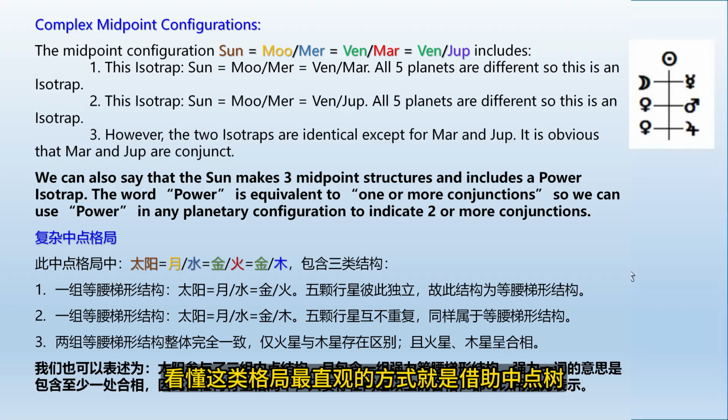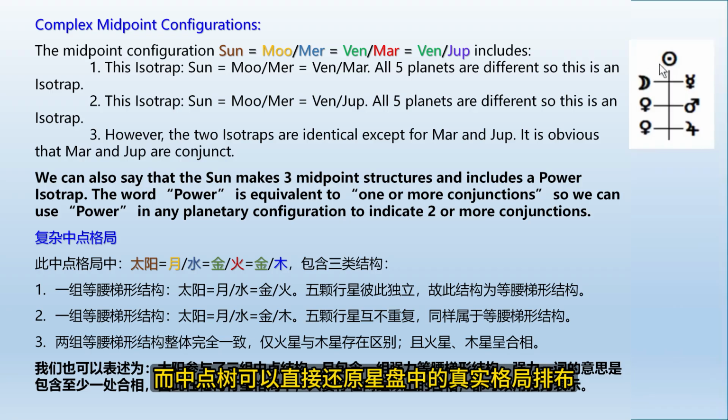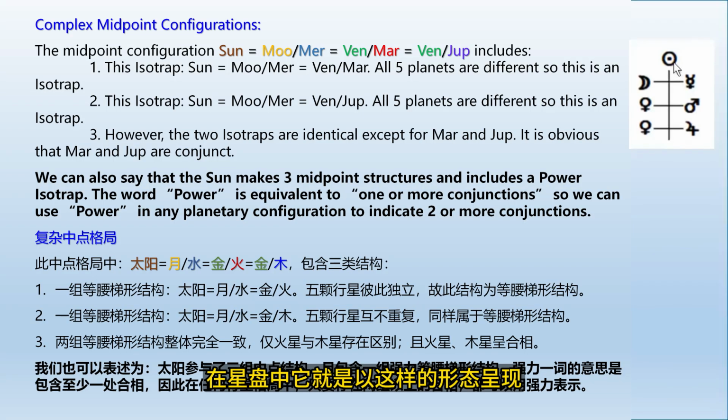The easiest way to see these things is with a midpoint tree. If you're writing it out, it's way more difficult to understand, because the midpoint tree is the way it looks in the chart. You can see the Sun with Moon on one side, Mercury on the other. Maybe Mercury's on the left and Moon is on the right, but it doesn't matter in terms of interpretation for our purposes usually. So this actually looks like what you're seeing. What's not obvious here is that Mars and Jupiter are actually conjunct.